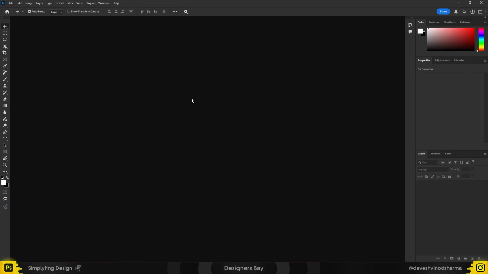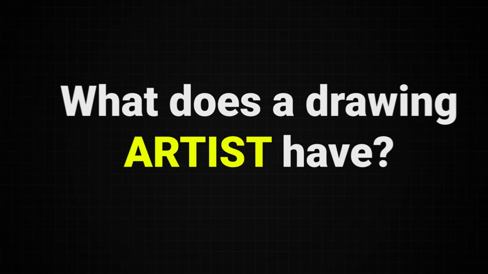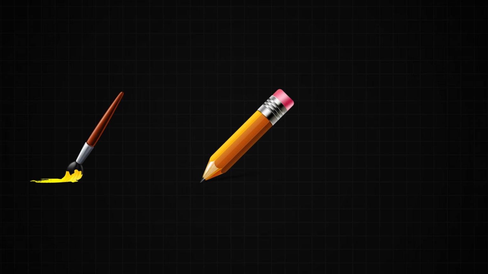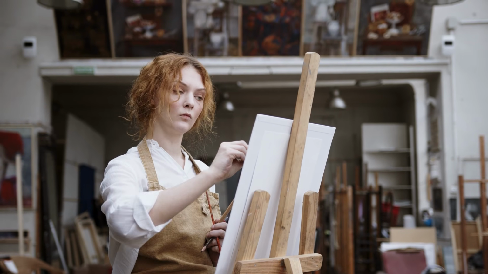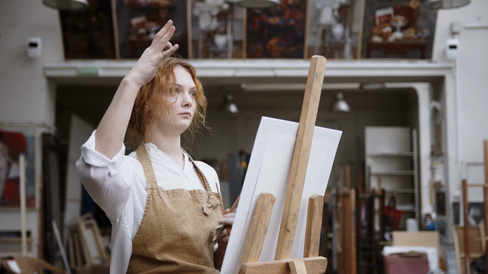If you are opening Photoshop for the first time, it may seem a little scary. But don't worry, there are only 3 things here that you need to know as a beginner. And what are those 3 things? Let me explain them to you with an example. What does a drawing artist have? They have their tools like brushes, pencil and erasers. Then they have a color palette where they mix colors. And finally, a canvas where they use tools and palettes to make their artwork.